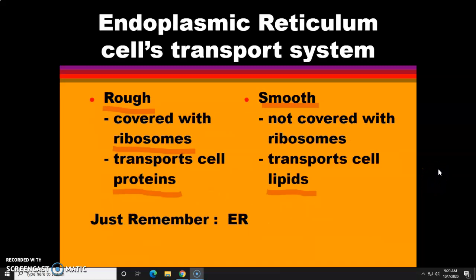Then we have this endoplasmic reticulum. This is called ER almost all the time. And there's two types. There's rough, and it's covered with ribosomes, and it transports the cell proteins. And then you have the smooth. It doesn't have ribosomes, and it transports the lipids. And here's how I remember. Remember lipids from our organic study? Those are the fats and oils, and think about how they're smooth and slick. And that's how I remember that the smooth carries the lipids.